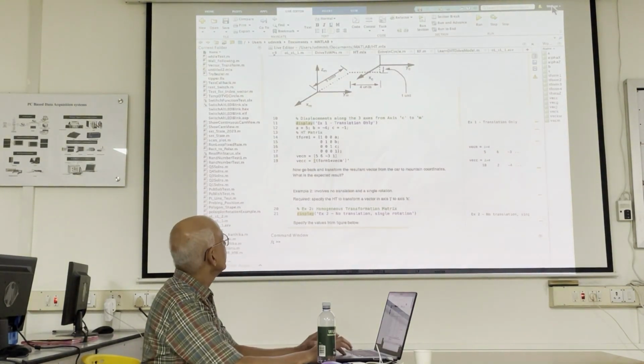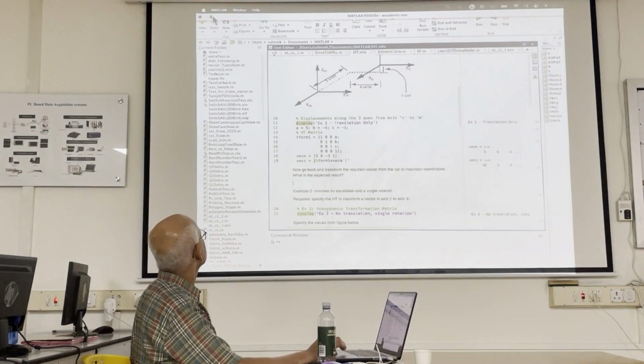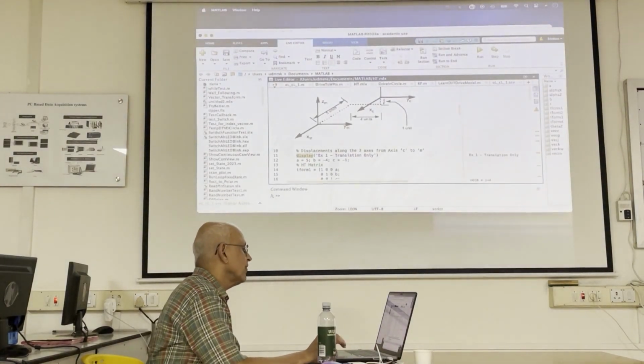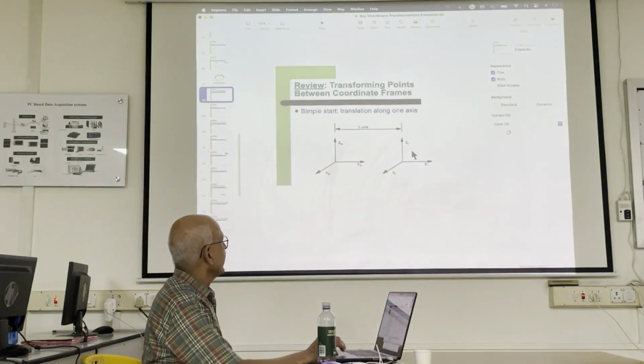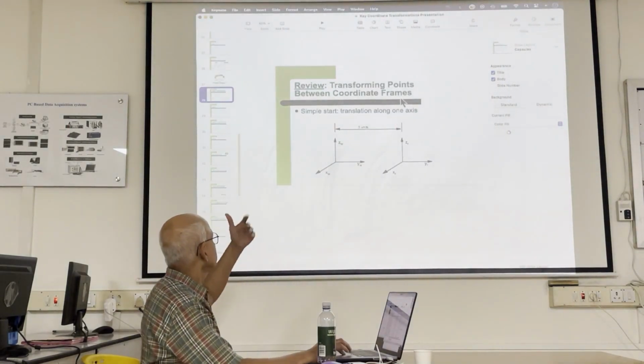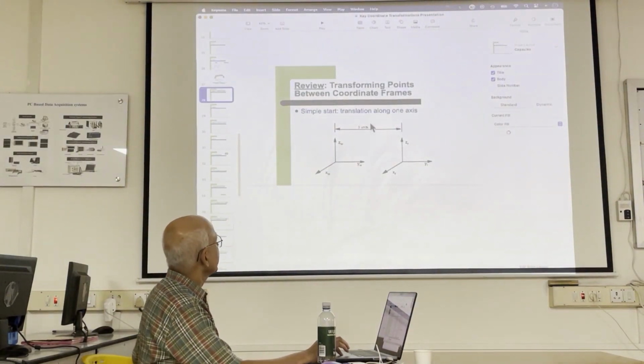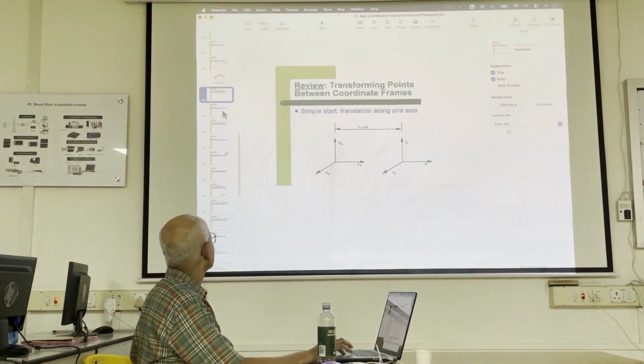For that we go back to the PowerPoint, or rather the keynote. Now again, here we are not interested in deriving anything. So we're just going to use a few examples and then figure out the general rule. This is basically reviewing the translation part, so we can skip through this.